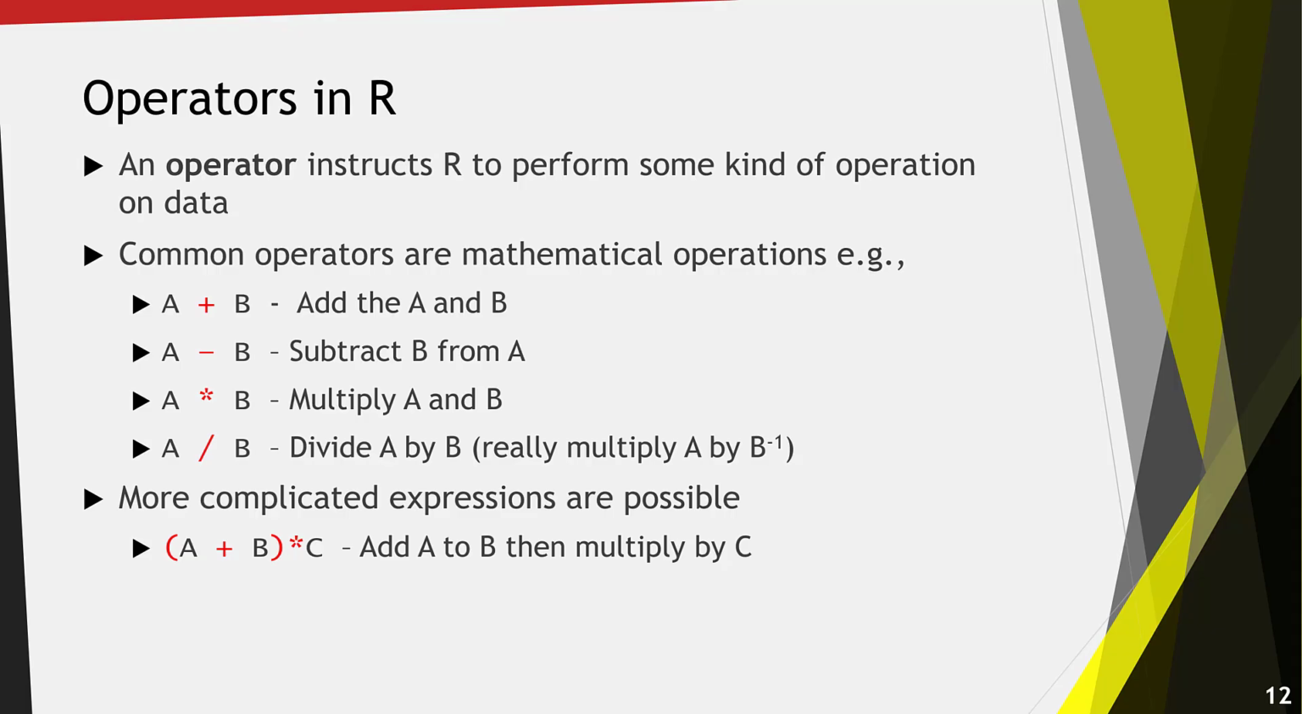More complicated expressions are possible by using parentheses. So for example, you can put a plus b in parentheses. R will add those two numbers together, then multiply by c.